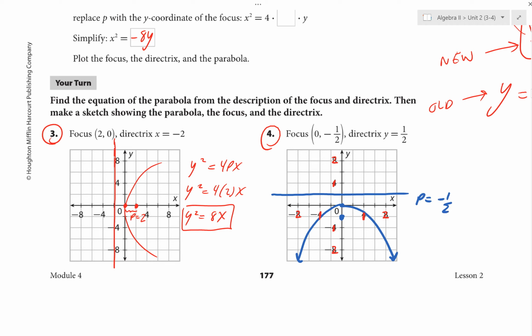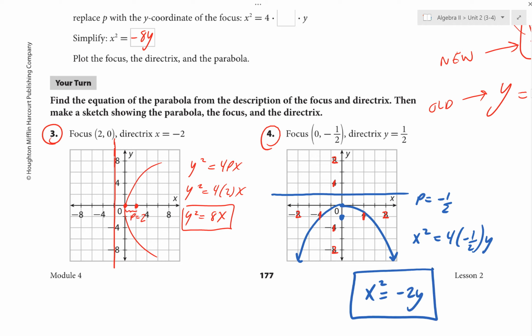negative 1/2. And so our equation is going to be, since it's an up and down parabola, x squared equals 4py. And so that is x squared equals negative 2y. Any questions on that one?